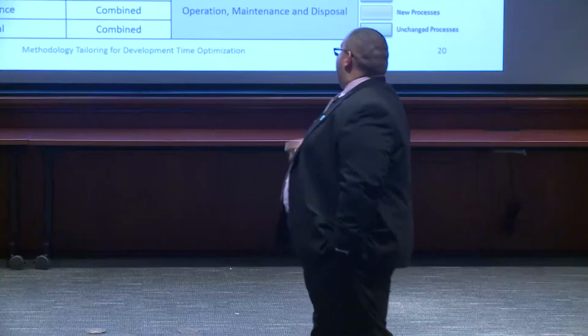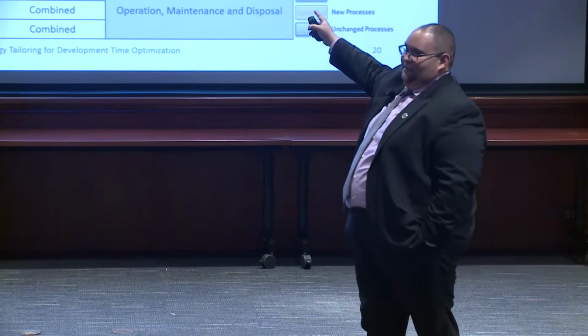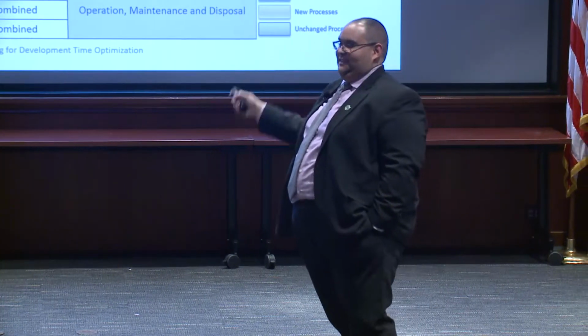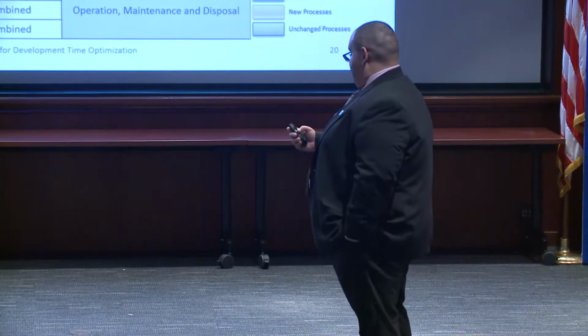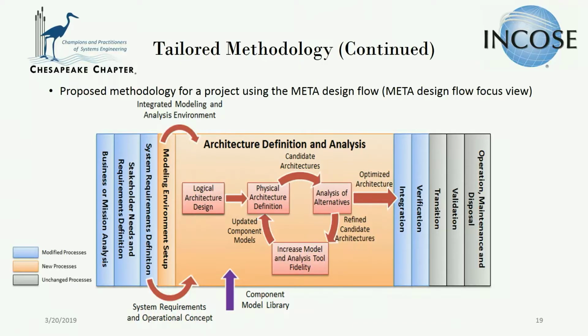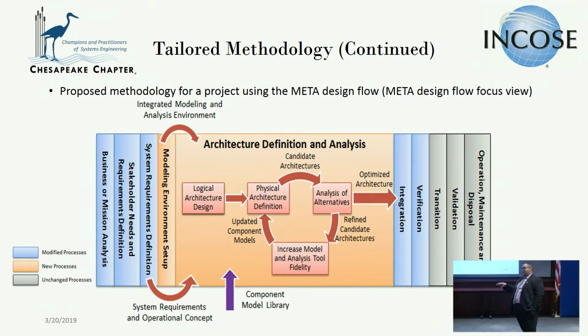All right. So you're talking about combining different processes. Yeah, it's right there in the chart. The reason I did that is that the meta design flow itself proposes combining these processes as they are defined in 15288. I would argue that really all systems engineering methodologies are the same. It's just explained in a different way.